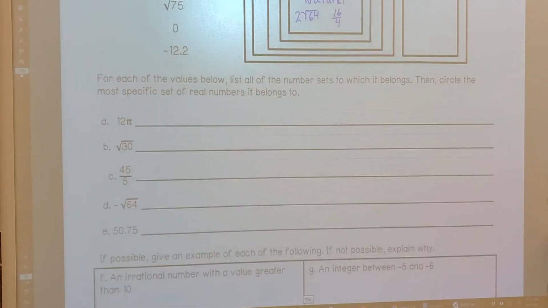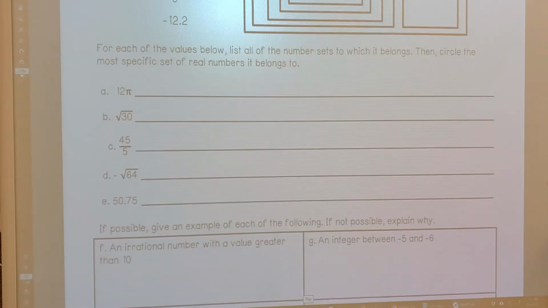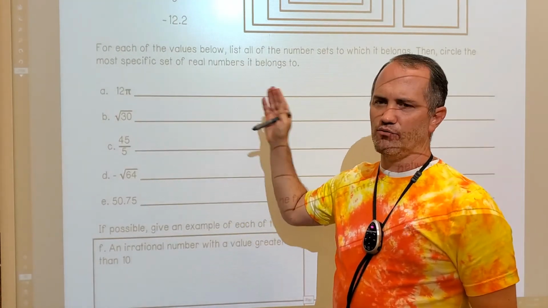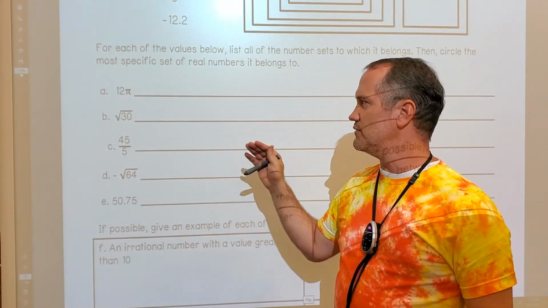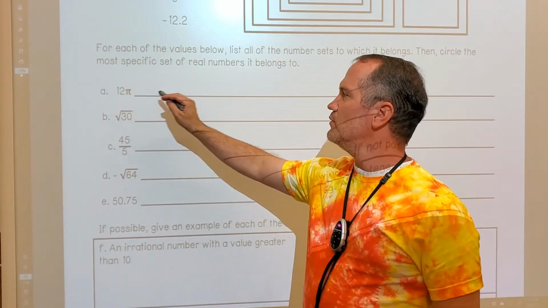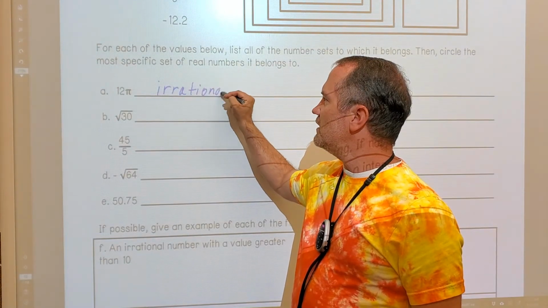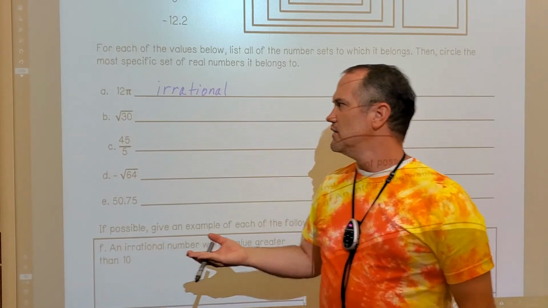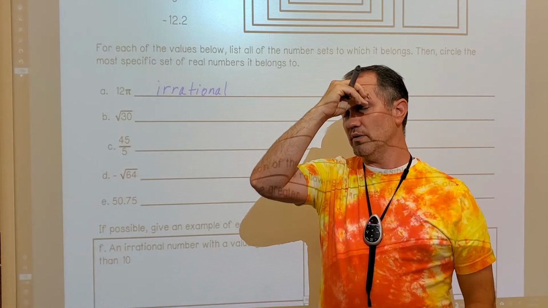For each set of values, list all of the number sets to which it belongs, and circle the most specific set of real numbers it belongs to. Okay, we're not going to list out the real numbers as one of the boxes, because they're all in the real numbers. We're not dealing with anything that is not a real number right now. So 12 pi. Well, because it has pi and it's just 12 times bigger than pi, it's irrational. Okay, just multiplying it by a number does not make it go away.